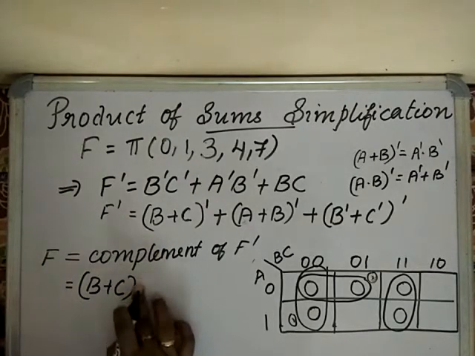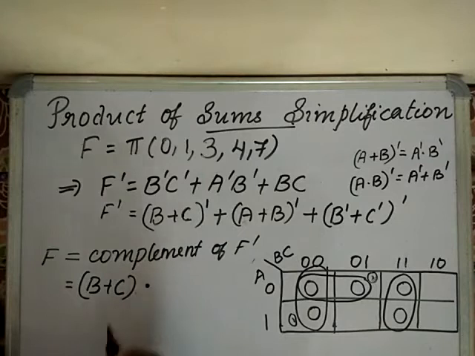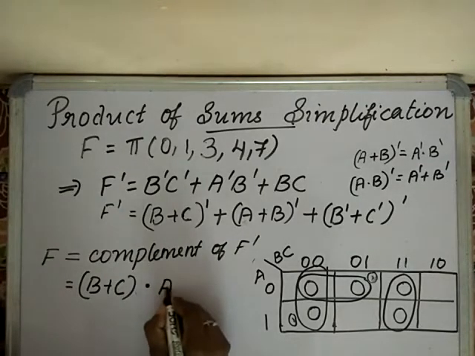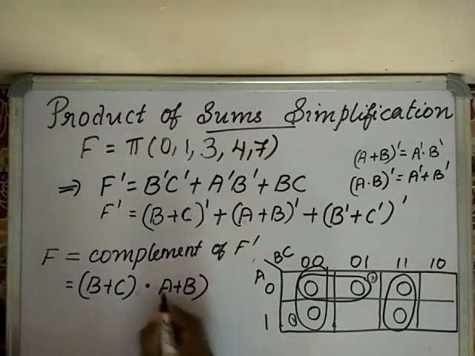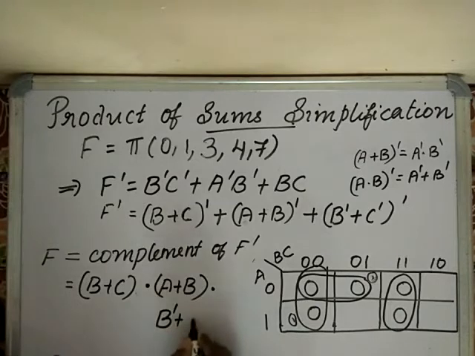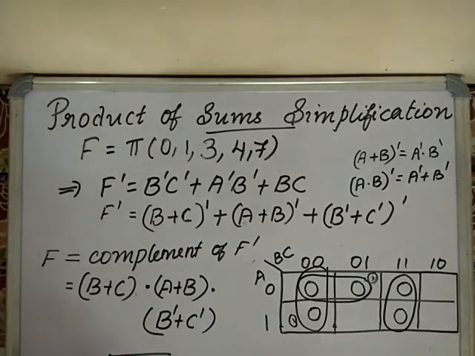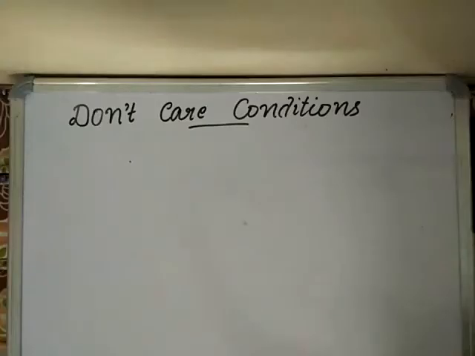Okay, here it will be multiplied with the second term, a plus b, multiplied with b bar plus c bar. So this represents a product of sum terms. This is how we can simplify a product of sum term.